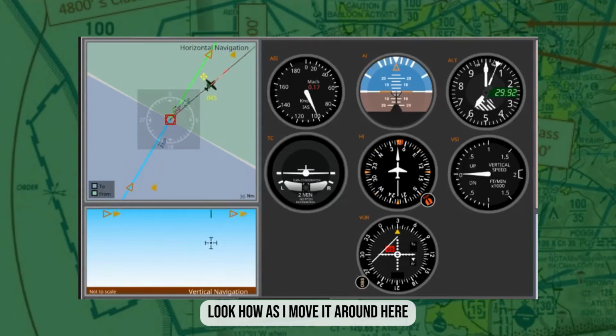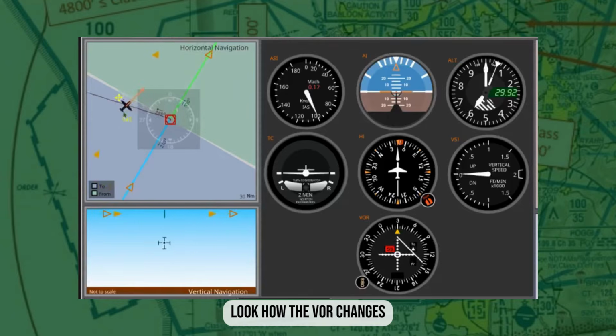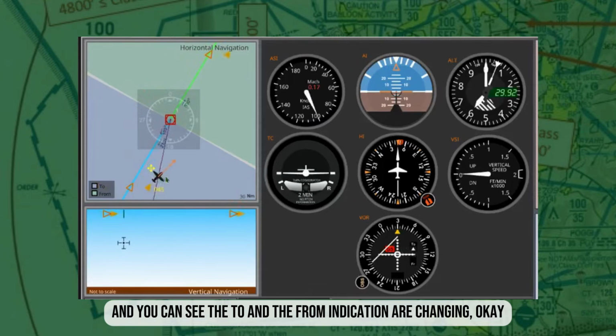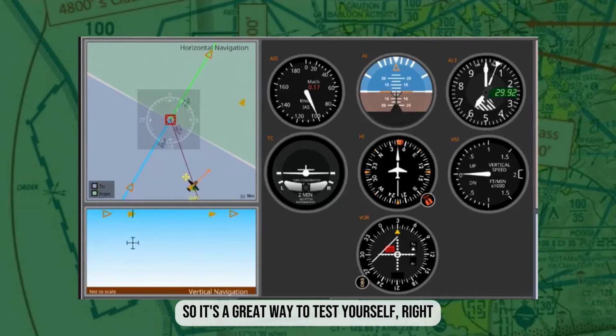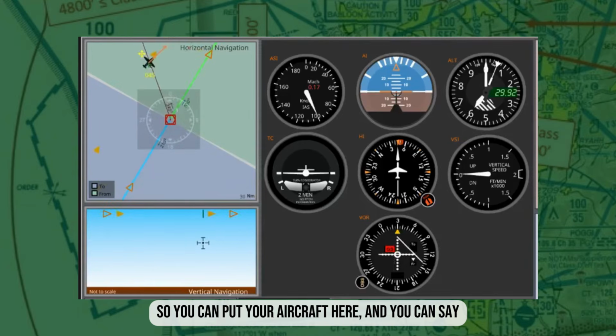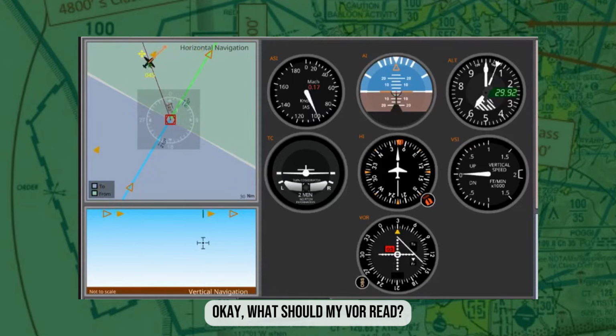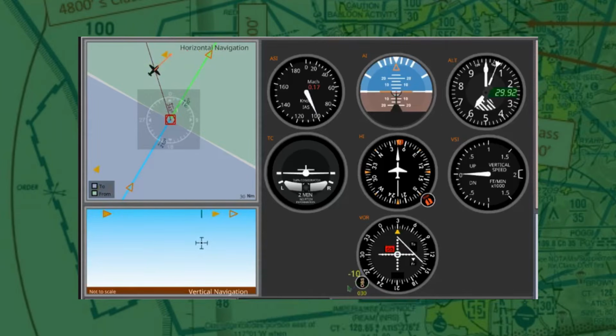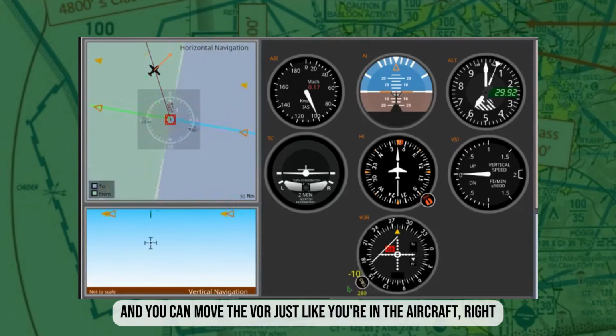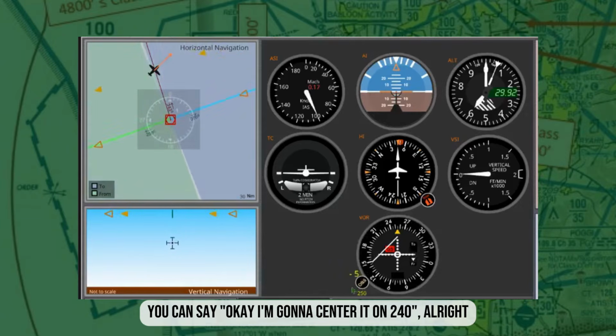Look how, as I move it around here, look how the VOR changes. You can see the needle and you can see the to and the from indication are changing. Okay, so it's a great way to test yourself, right? So you can put your aircraft here and you can say, okay, what should my VOR read? Or you can come over here to the VOR and you can move the VOR just like you're in the aircraft, right? And you can say, oh, okay, I'm going to center it on 240.